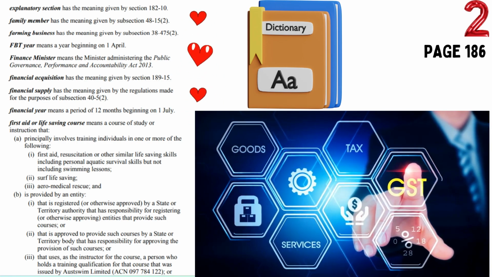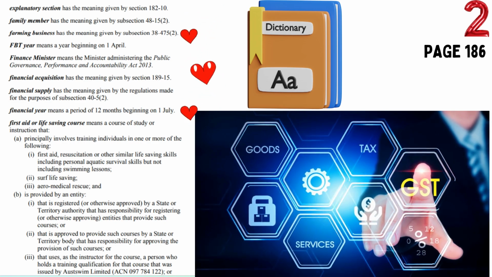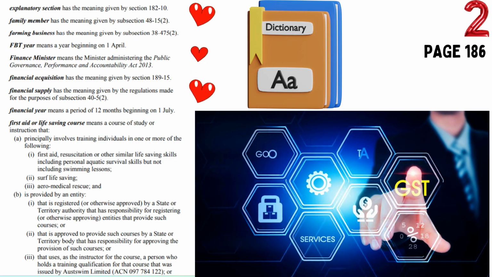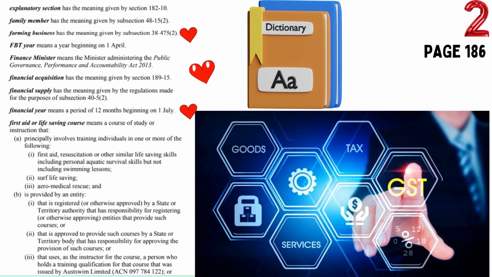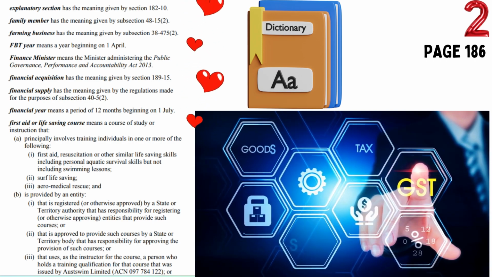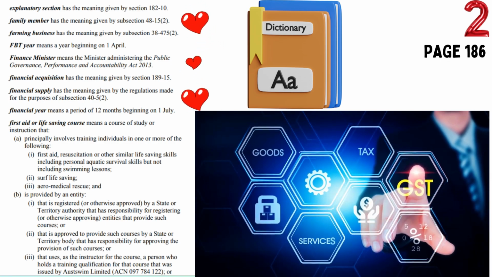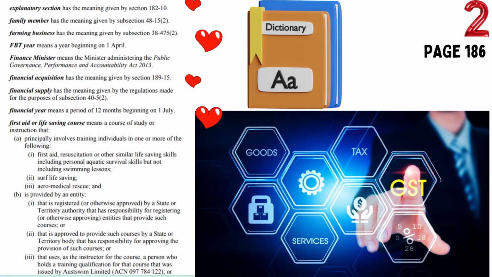11. Explanatory section. 12. Family member. 13. Farming business. 14. FBT year. 15. Finance minister. 16. Financial acquisition. 17. Financial supply. 18. Financial year. 19. First aid or life-saving course.